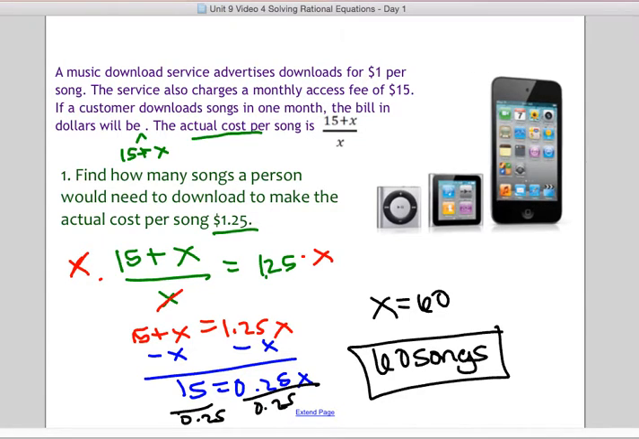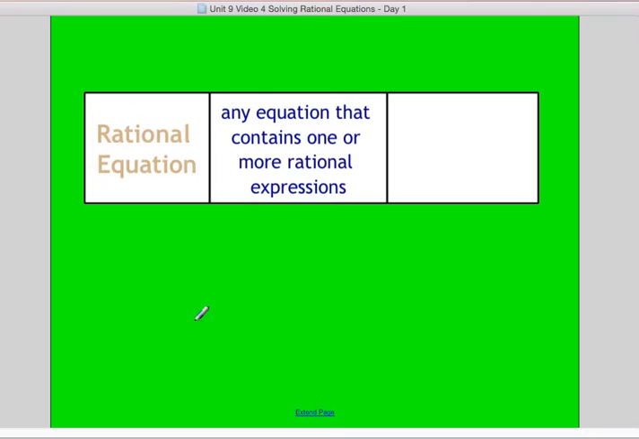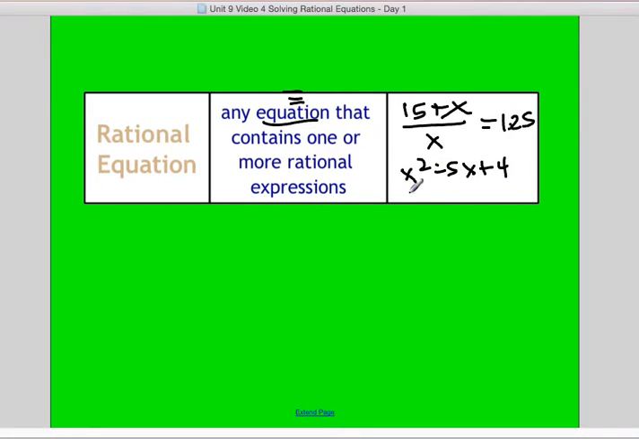Okay. So today we're going to look at a rational equation. We've been looking at rational expressions. Okay, so now we're going to be looking at equations. Remember, equations mean they have the equal sign. Okay, so it's any equation that contains one or more rational expressions. So the equation that we just solved was a rational equation. Another example would be like if I have (x squared minus 5x plus 4) over (x minus 4) equals 2. Okay.